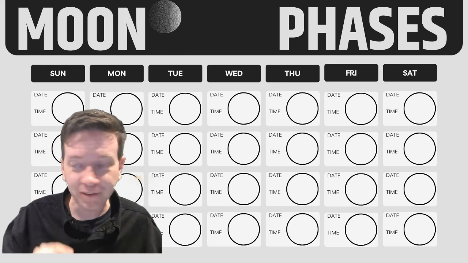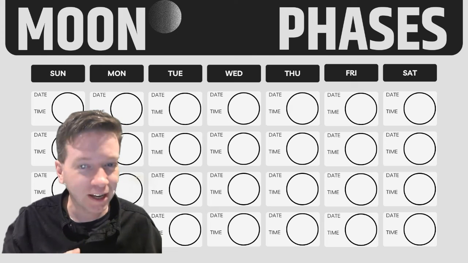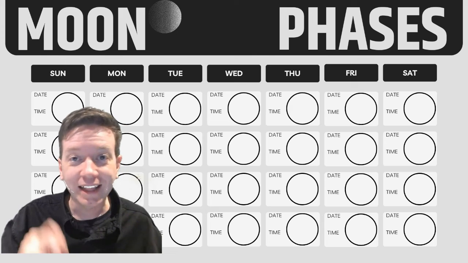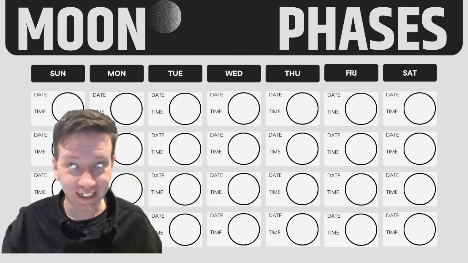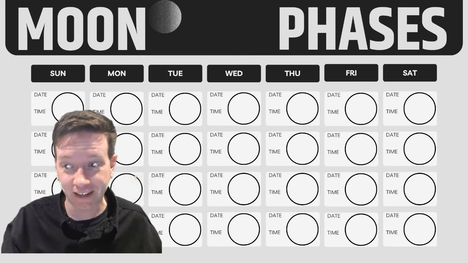Alright, in today's activity, you are going to be observing the moon every day for a month. And each time you observe it, I want you to write down the time that you observe it at, because it's not going to be the same time every day that you can see it. And then draw the phase that you can see. And then when you're done, I have some very important questions for you to answer.